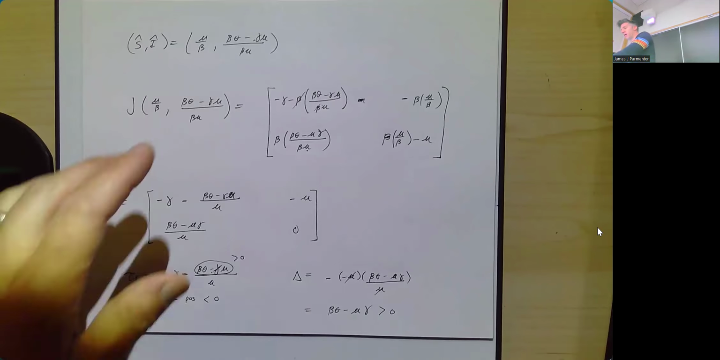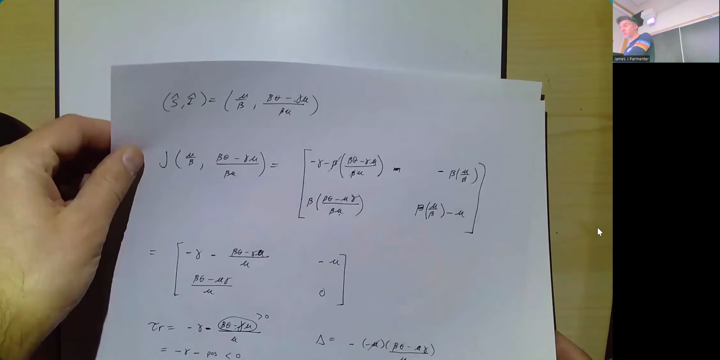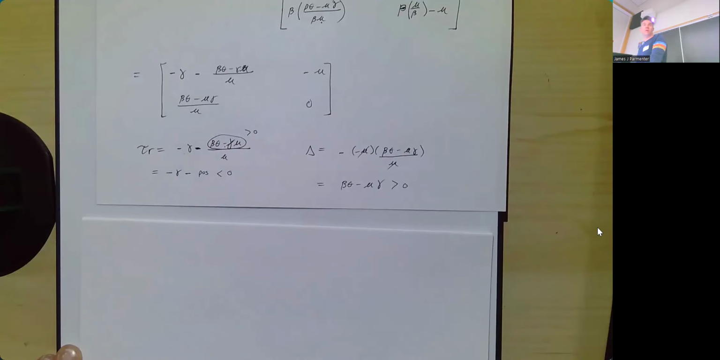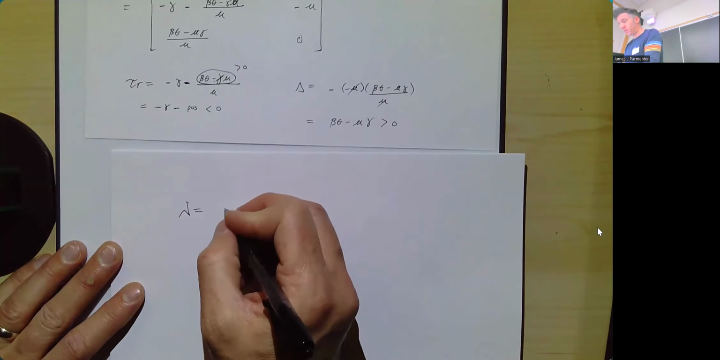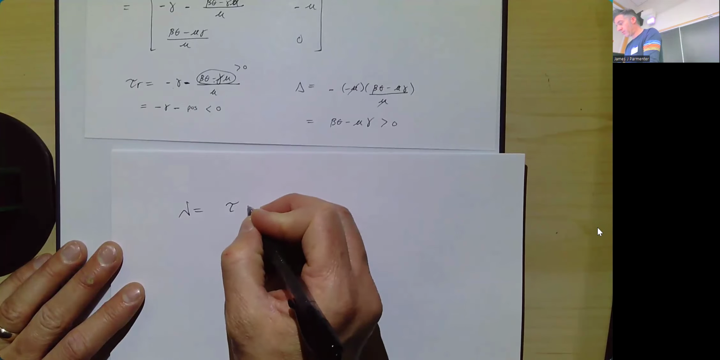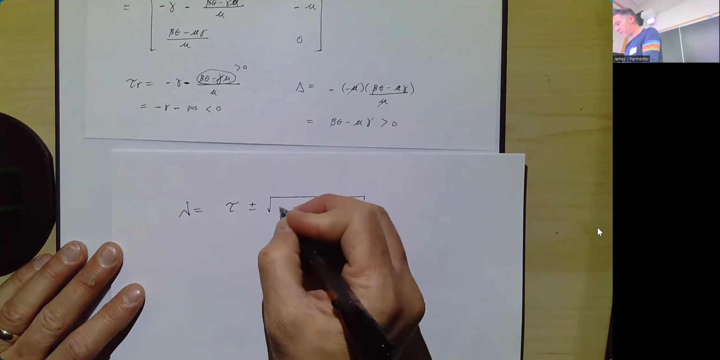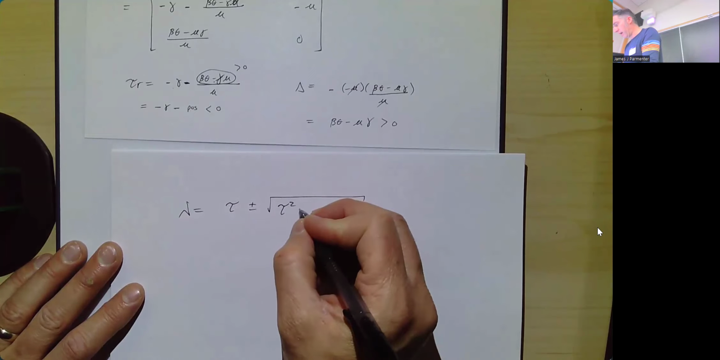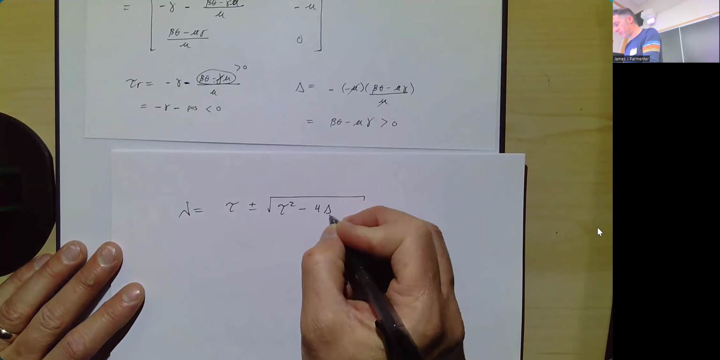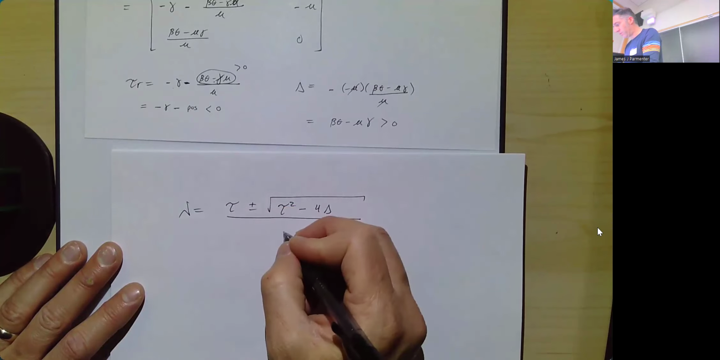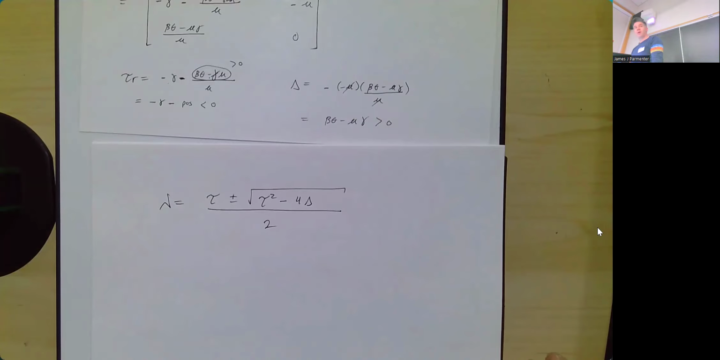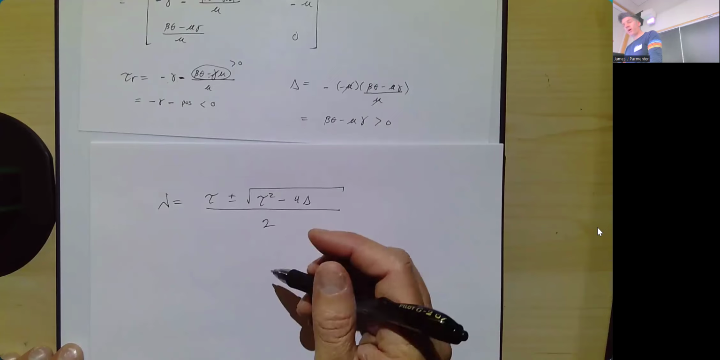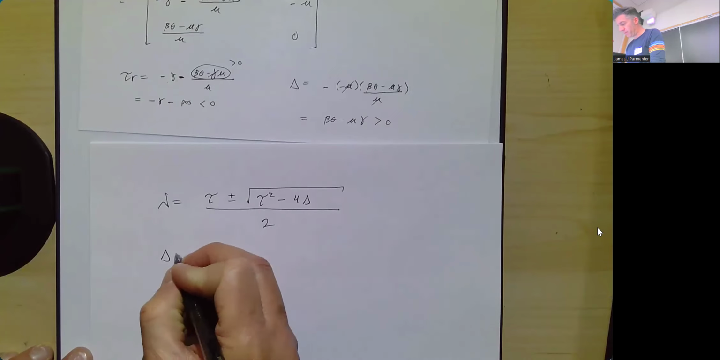Let me remind you of the solution to the quadratic formula if you're using the trace and determinant. My eigenvalues would be the trace plus or minus the square root of the trace squared minus 4 times the determinant, all over 2. So for sure, we don't have a saddle because the determinant is positive.